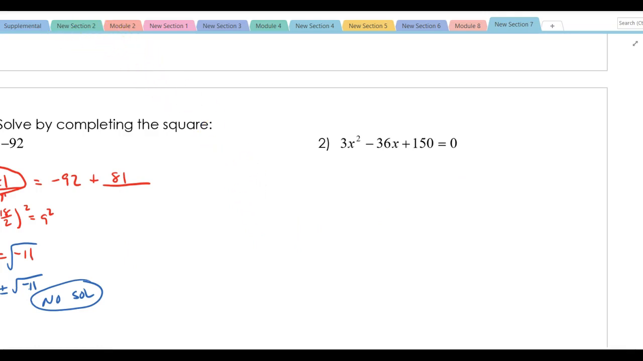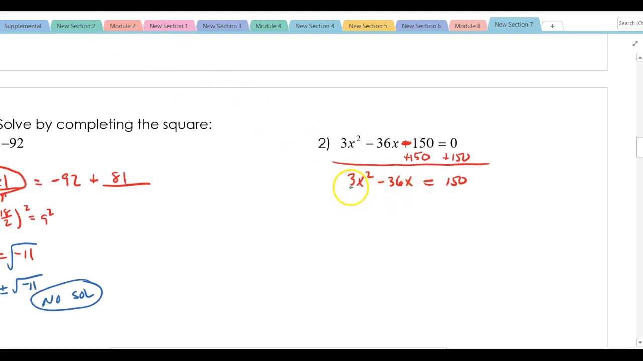okay, for the next problem, what I want you guys to do, before we start, is to change this to minus 150. Okay, so with this problem, the first step I'm going to do is add the 150 to this side. I'm going to add 150 to this side. Okay, and I get 3x squared minus 36x equals 150.